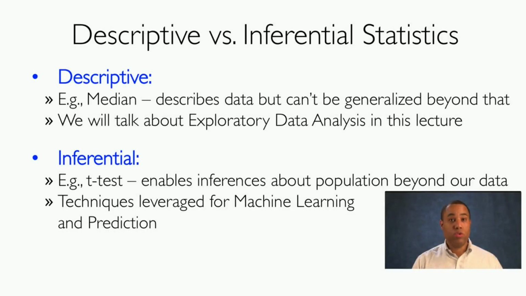In big data, there are two different kinds of statistics that are very important: descriptive and inferential. With descriptive statistics, an example is the median. Descriptive statistics describes the data, but we can't generalize beyond that. In this lecture, we'll look at exploratory data analysis, which is a form of descriptive statistics. Inferential statistics, examples are the t-test, enable inferences about populations beyond our data. These are techniques that we leverage for machine learning and prediction.